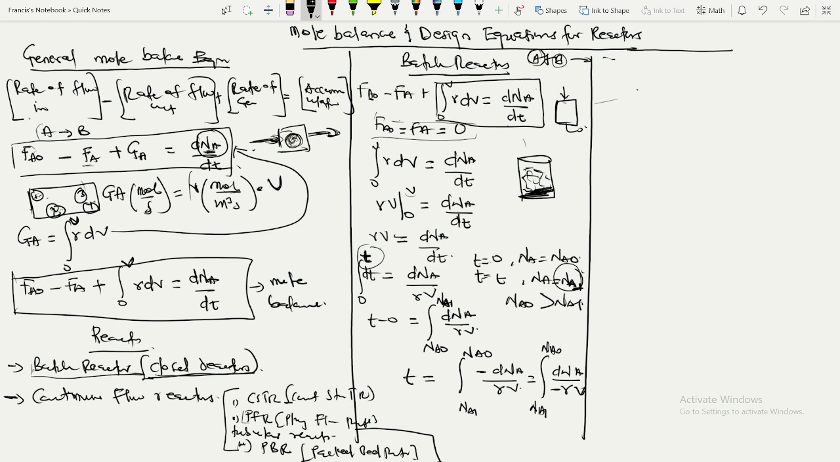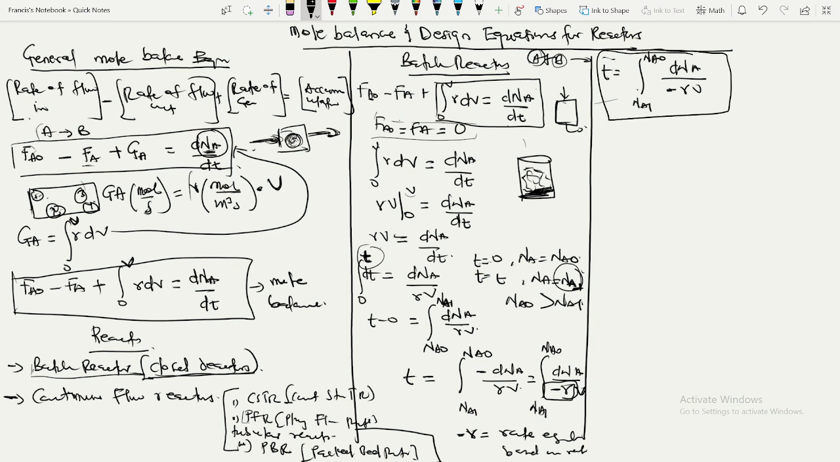And then in our previous video, we said that negative R here becomes the rate equation based on the reactant. Now this R here is our rate equation. So for batch reactors, the design equation is t is equal to the integral from NA1 to NA naught of dNA over negative RV. So this becomes our design equation for batch reactors.